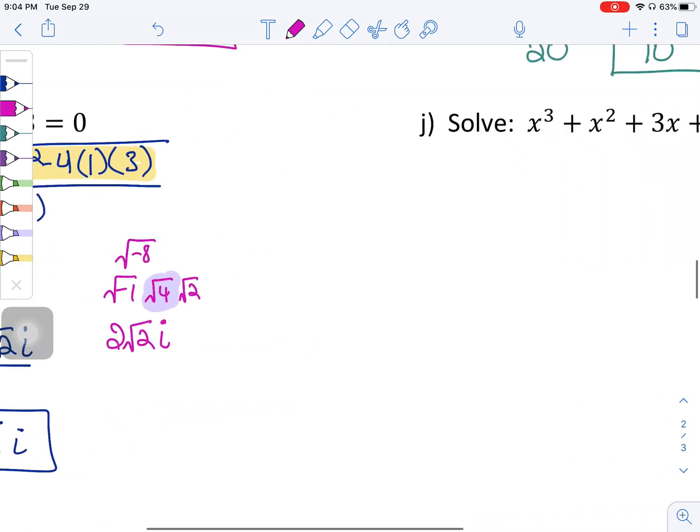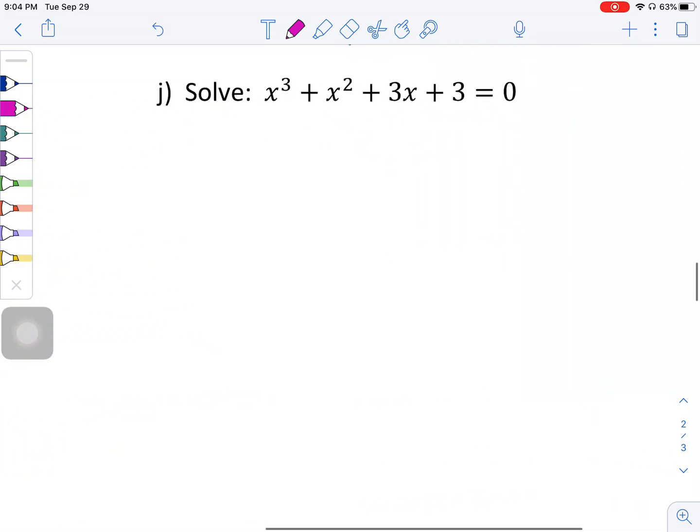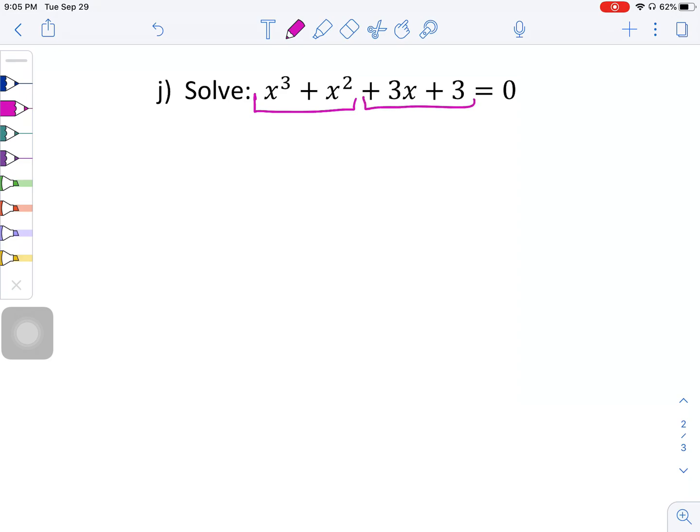One more problem here, and this is problem part J. We have a 4-term polynomial that represents a cubic function, so we're going to be looking for possibly 3 answers. We're going to do this with what's called factor by grouping. Right? So if I group the first 2 and I look for a GCF, the GCF is x squared, and what's left is x plus 1.